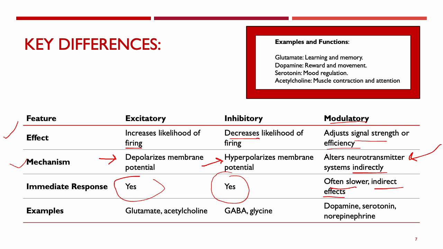Examples of excitatory ones, as we mentioned, glutamate, acetylcholine, inhibitory GABA, glycine, and modulatory dopamine, serotonin, norepinephrine.